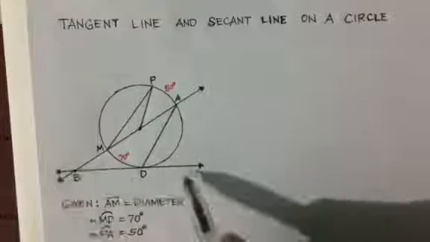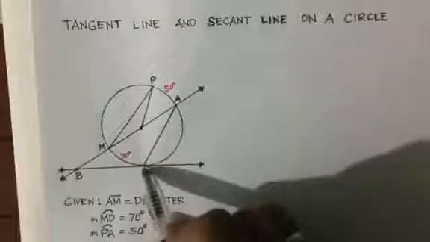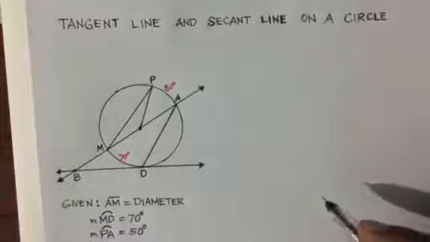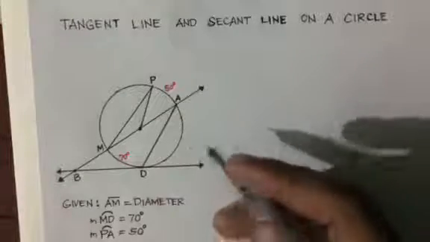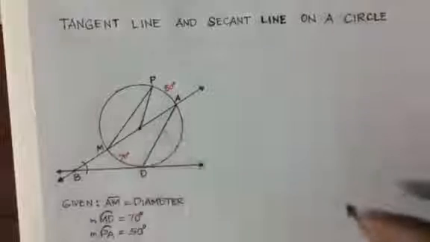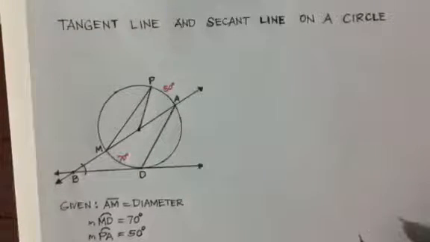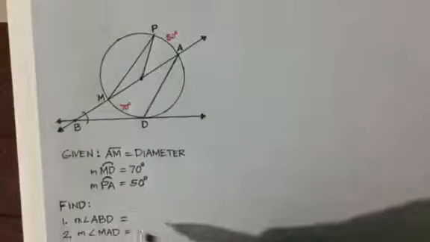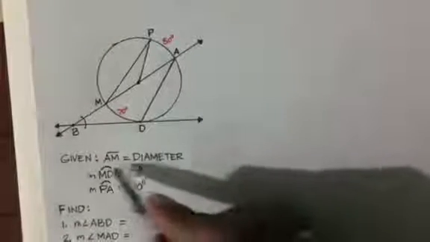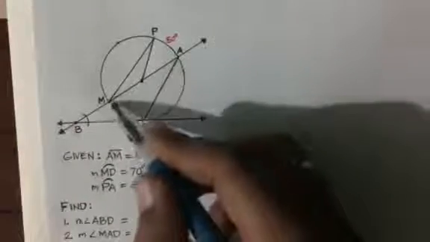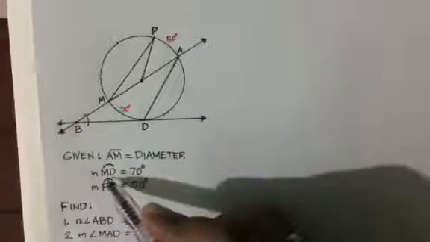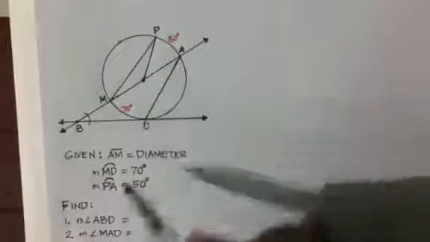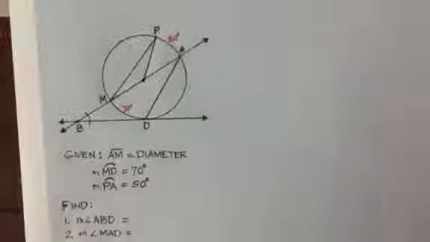We have this tangent line, which intersects the circle once. Then we have the secant line. From the theorem, the measure of the angle formed is 1/2 the measure of the intercepted arcs. First, we are going to find the measure of angle ABD. Given that line segment AM is a diameter, the measure of arc MD is 70 degrees, and the measure of arc PA is 50 degrees.